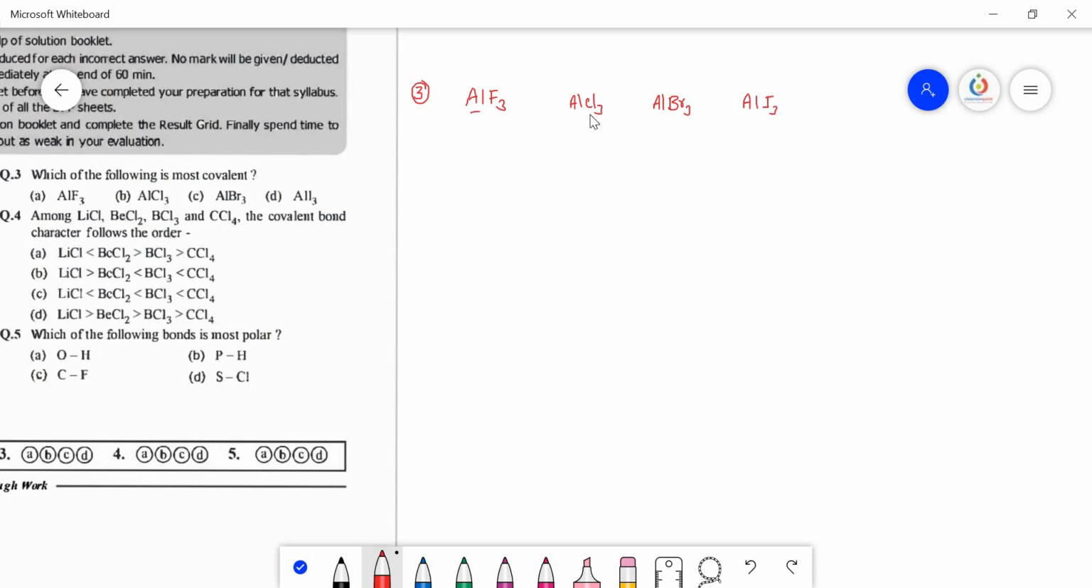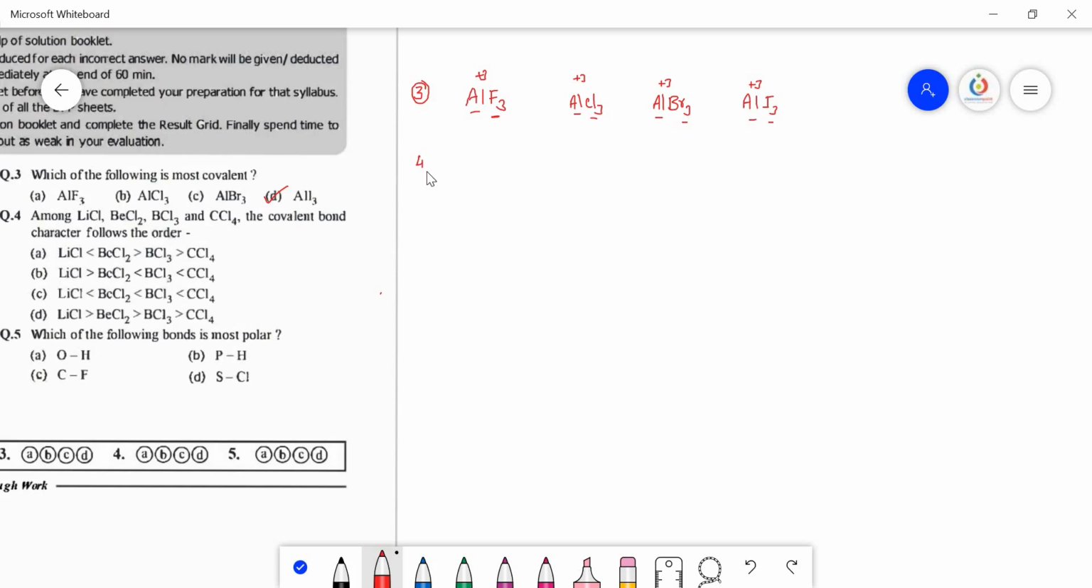Here aluminum in each of these compounds exhibits the +3 oxidation state. So the same aluminum ion is present. So the covalent nature now depends on the size of the anion. Larger the size of the anion, more will be the covalent nature. So among F minus, Cl minus, Br minus and I minus, I minus has the largest size, hence it will have the most covalent nature.